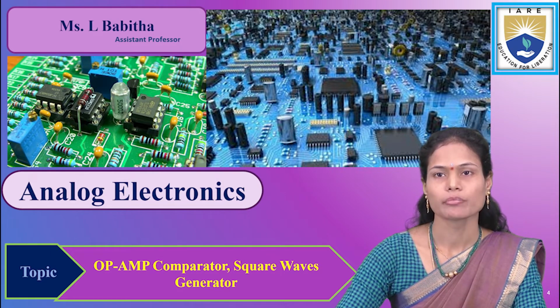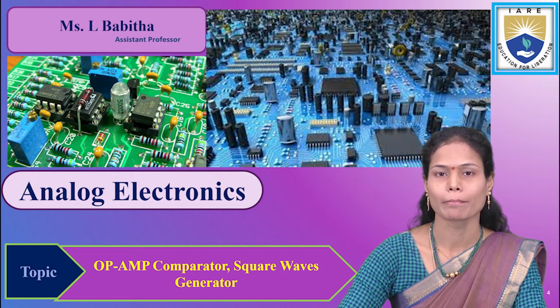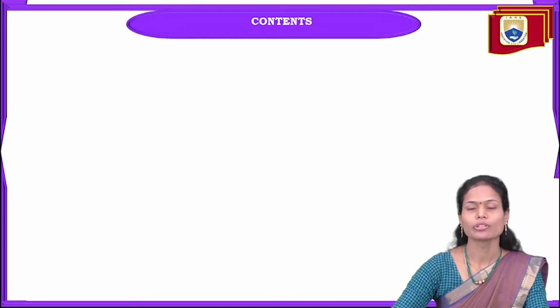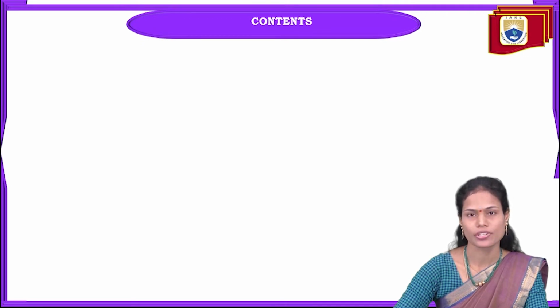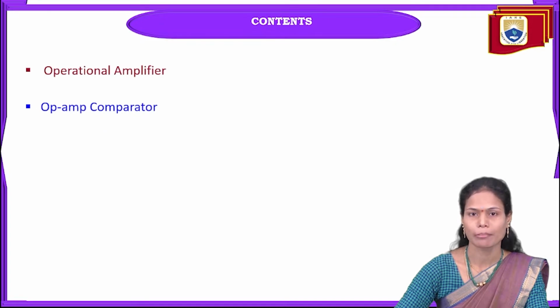In this session, I'm going to discuss the op-amp comparator circuit as well as the op-amp square wave generator. These are applications of the operational amplifier. While coming to the contents, I'm going to revise a few points related to the operational amplifier, and then discuss the operational amplifier comparator circuit as well as the operational amplifier square wave generator.